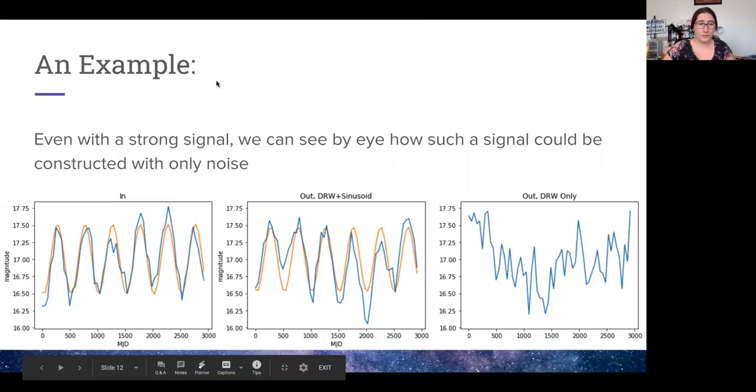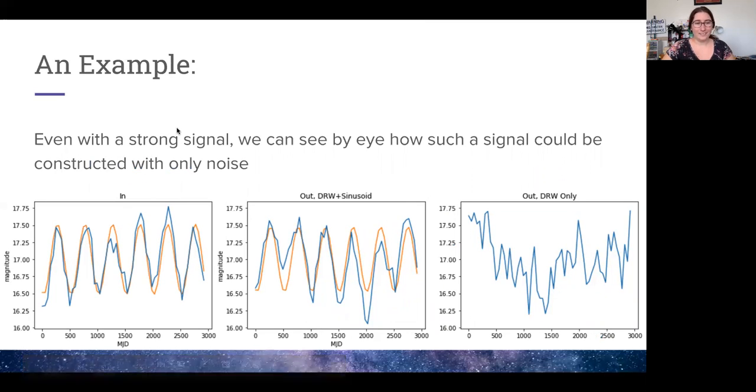Just an example of what this might look like. Here I'm showing a very strong signal plotted on top of some rather weak noise. You can see that the output it recovers when it's searching for both noise and a sinusoid is very accurate. So it's able to reconstruct what was put in very well.